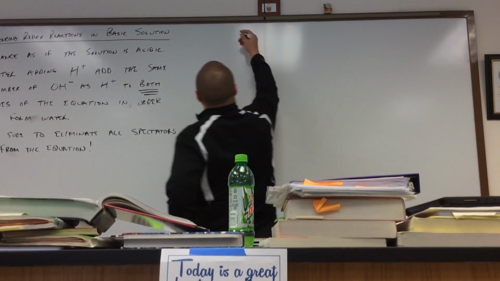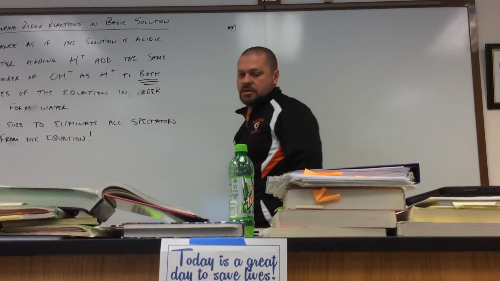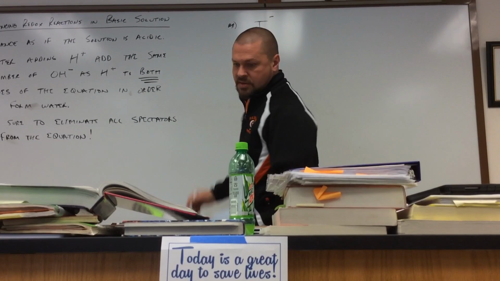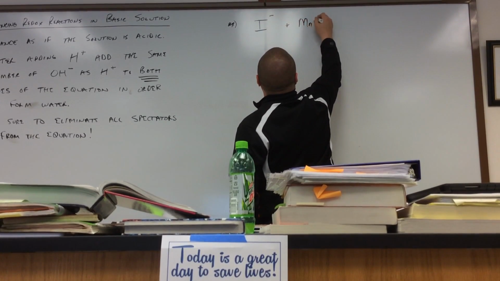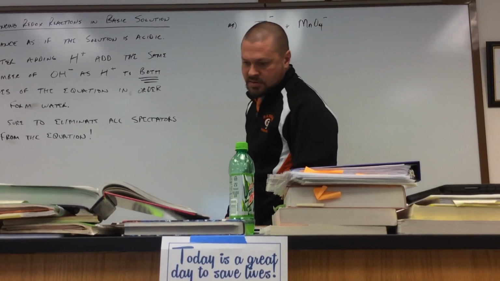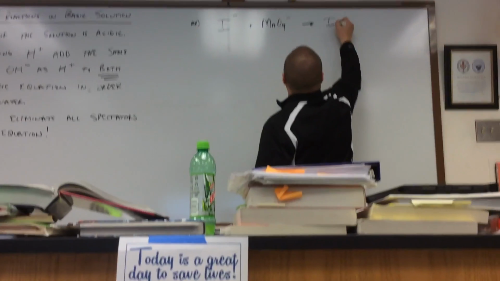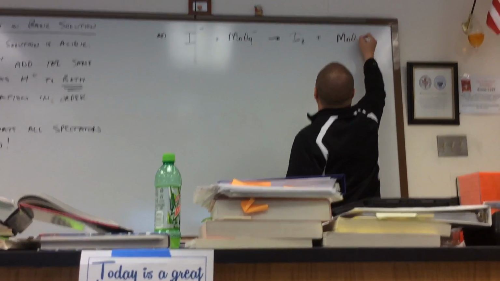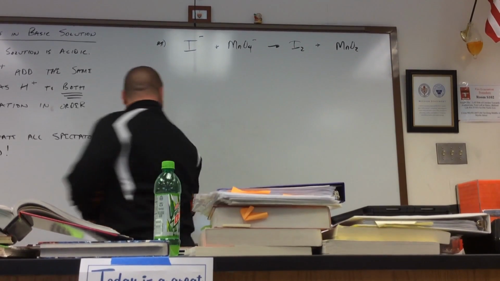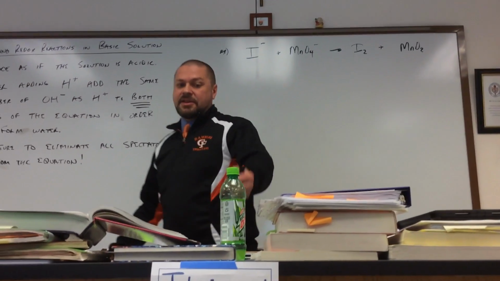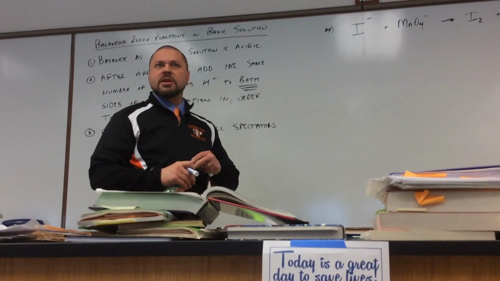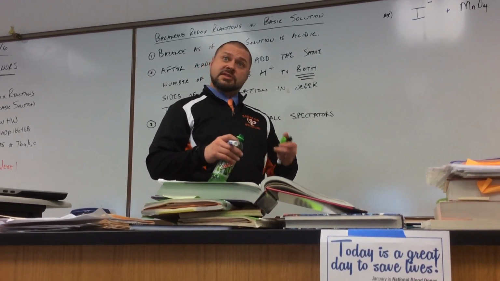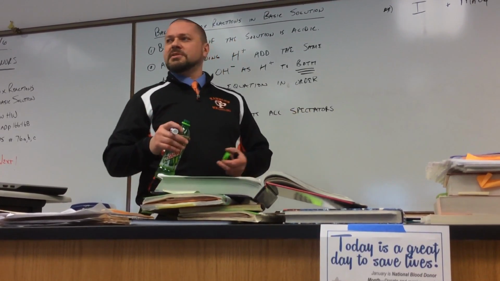Let's do an example. Okay, so this is I minus plus MnO4 minus yields I2 plus MnO2. And just to be clear, I have to tell you it's basic. I have to tell you it's acidic. There's no way for you to know that unless I tell you. So on the test, it'll say, balance this redox reaction that occurs in acidic solution. Balance this redox reaction that takes place in basic solution.